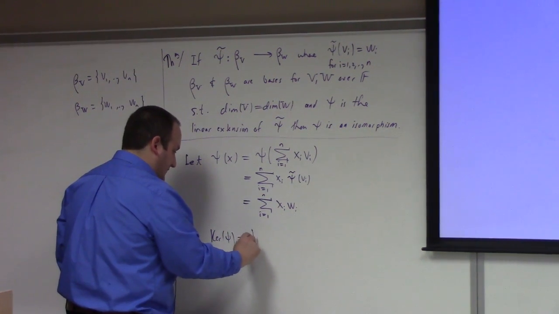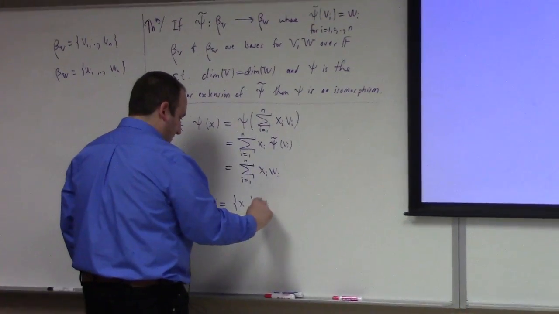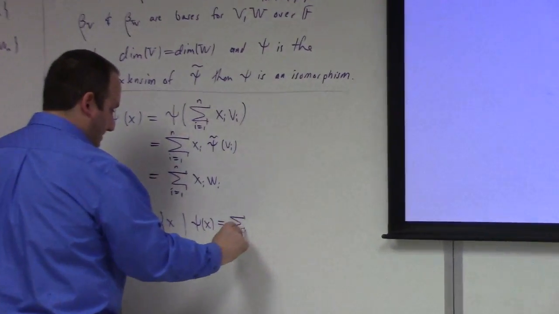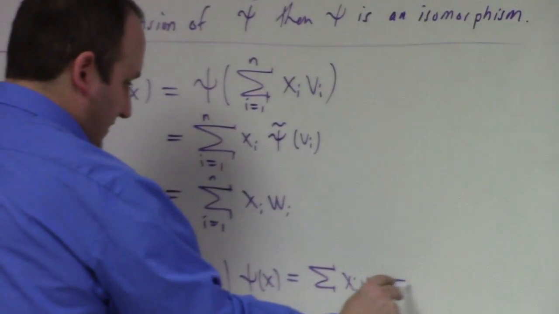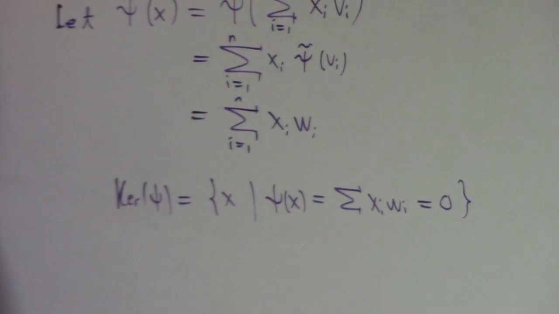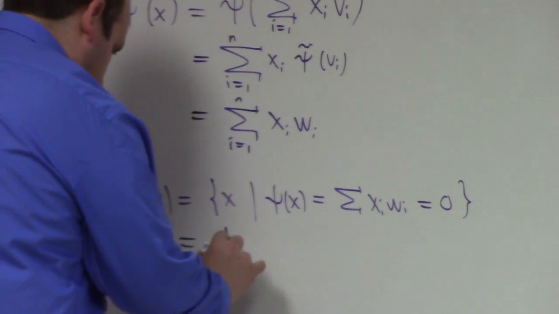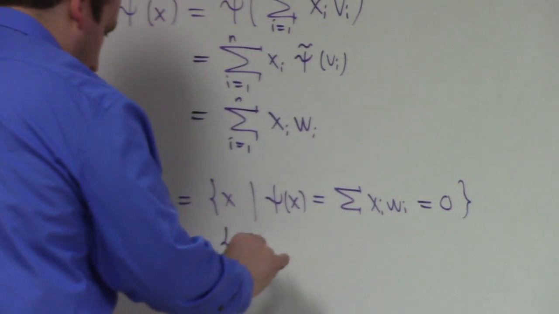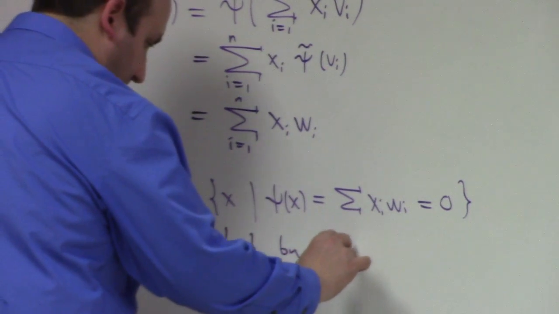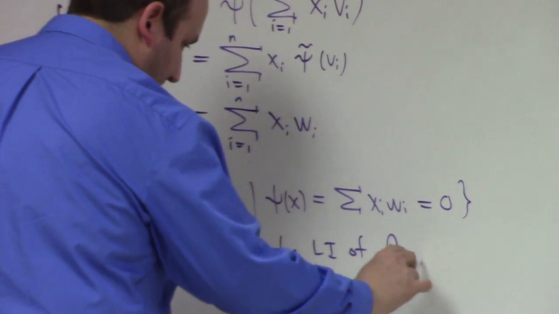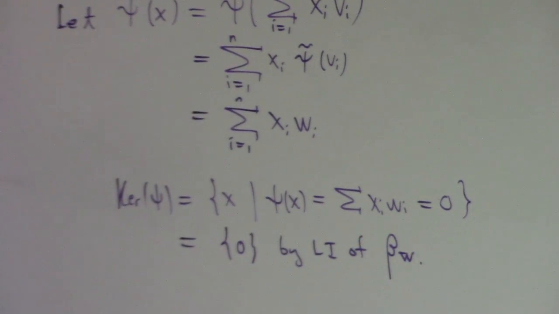So what would that be? That would be x such that what? Psi of x, which is, by the way, equal to this, is equal to 0. What does that say? If the wi's are a basis for W, you've got a linear combination of the basis equal to 0, so what do the coefficients have to be by linear independence of the basis? 0, right? So therefore, psi is injective.